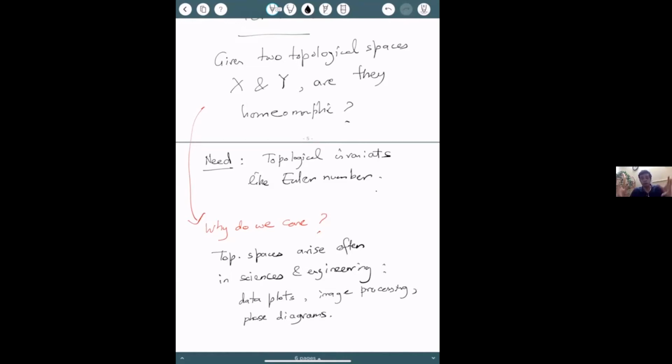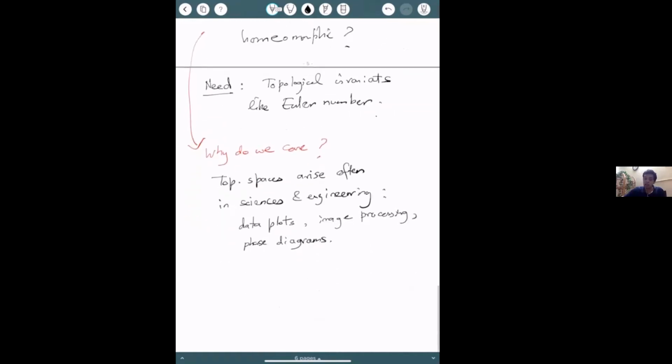These are all topological spaces, and it turns out that when you have these shapes arising, often what is really important is not the distances between things, or what the geometry of the shape is, but just the topology. What is important is the topology, and not the geometry.